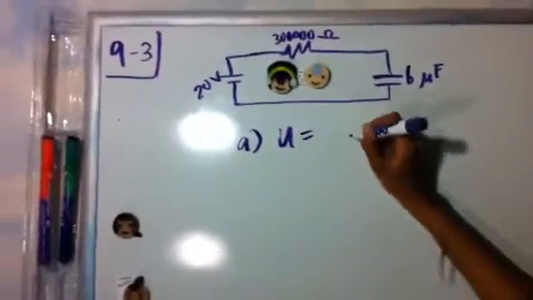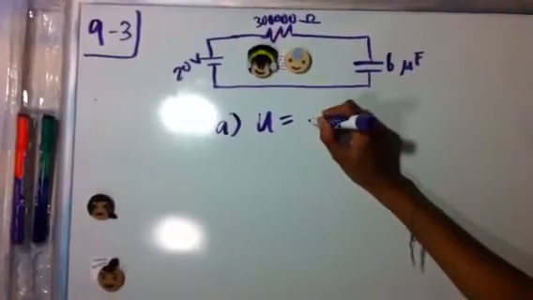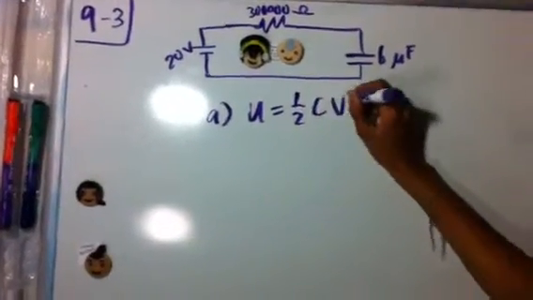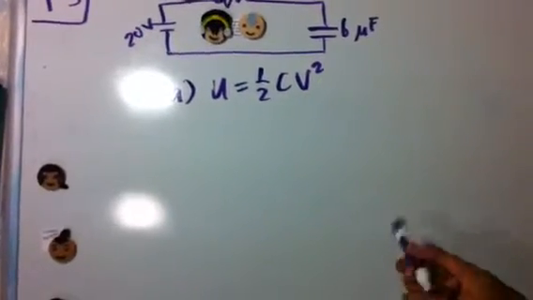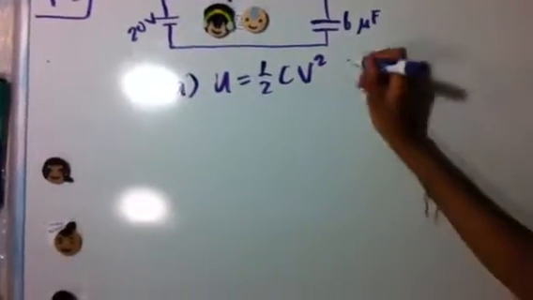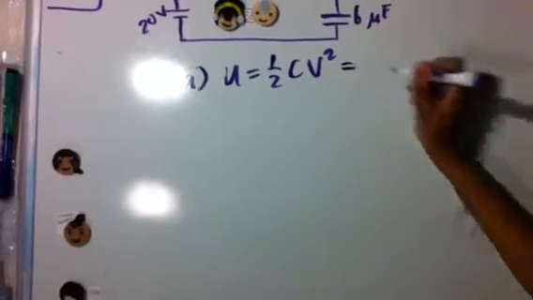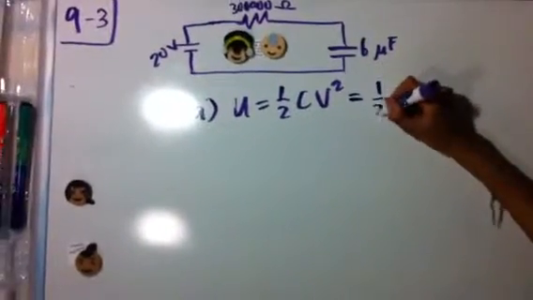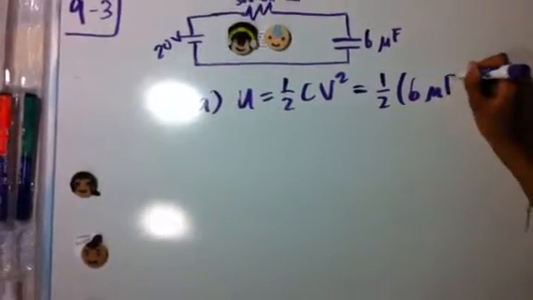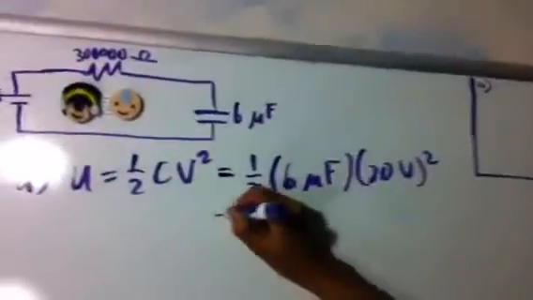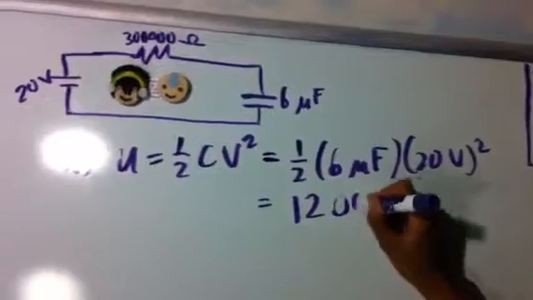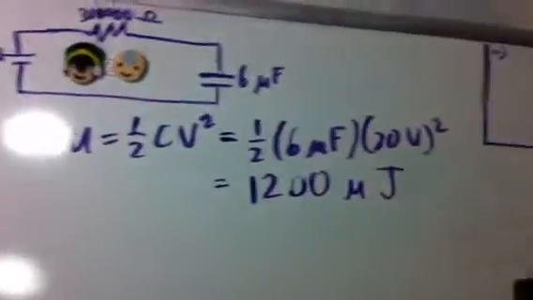All you need to do is look at the equation sheet and recognize that the potential or total energy stored in the capacitor is 1/2 CV squared. There are two different ones, but this one would work well given the knowns. And so now you just plug everything in. 1/2 times 6 microfarads times 20V squared, and your total answer is 1200 microjoules.